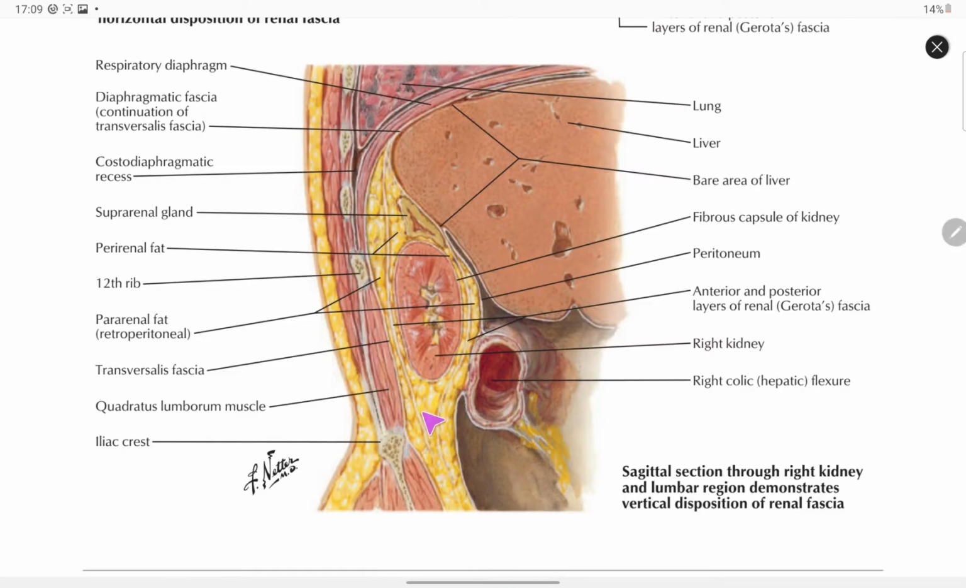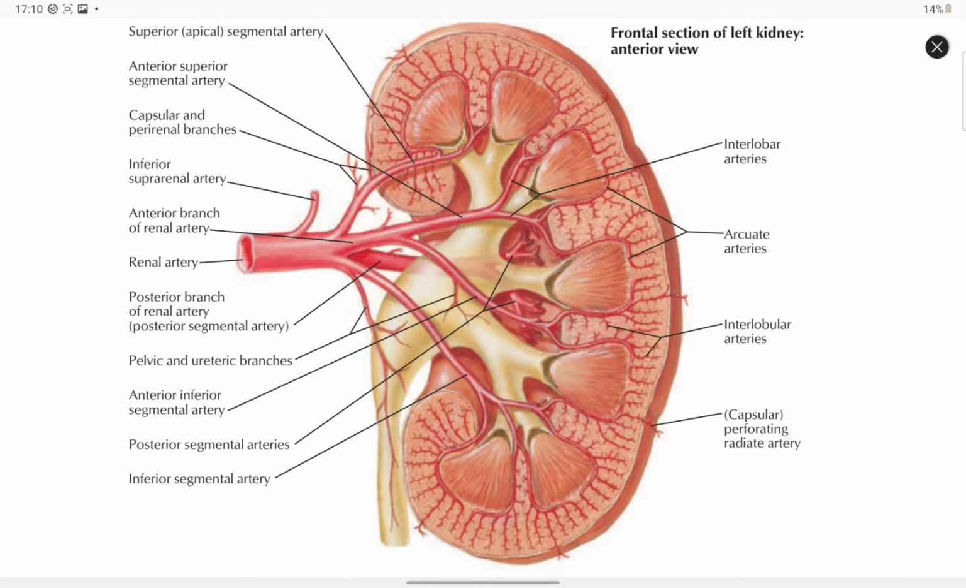So here you can see it is more abundant towards the lower pole of the kidney. So this is a sagittal view. Now the structure of the kidney. The kidney has an outer reddish brown cortex and an inner pale medulla, and a space that is the renal sinus.